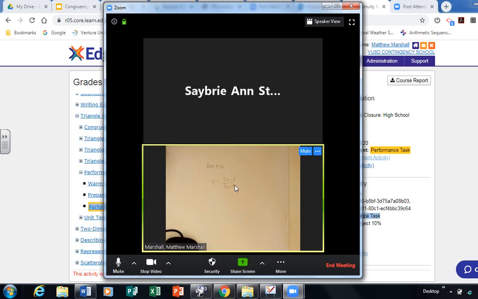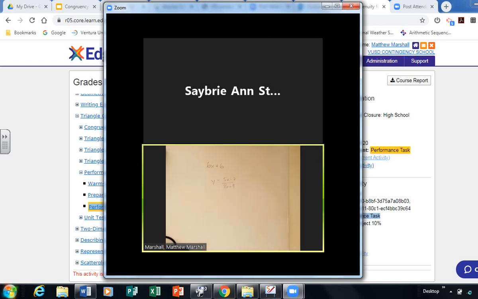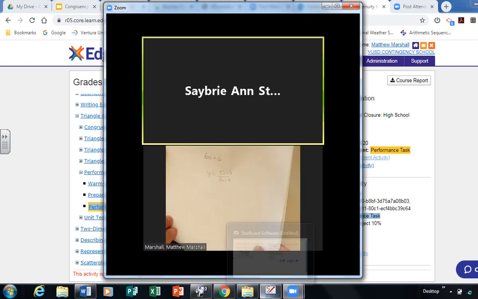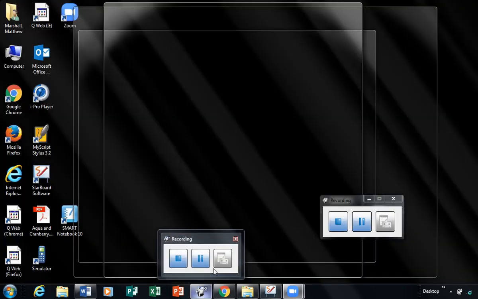Not making any bigger. Alright, so I guess I'll have to do about that size right there. Can you see that, hopefully? Okay. I'm trying to make my things a little bigger.